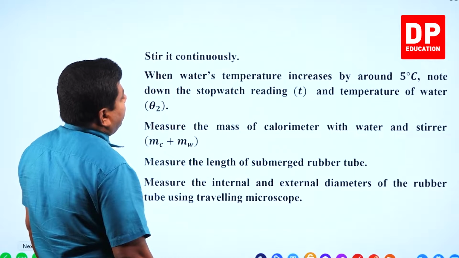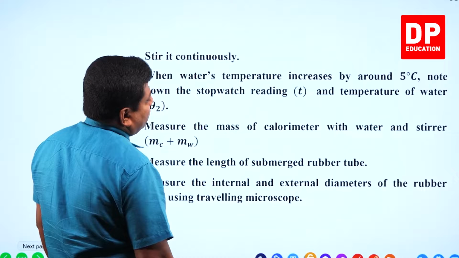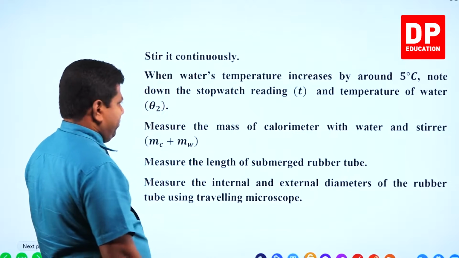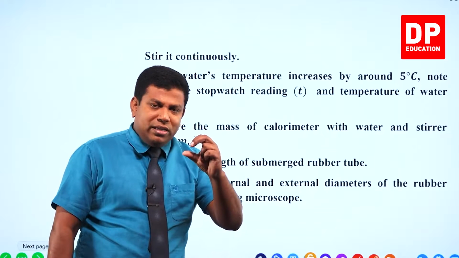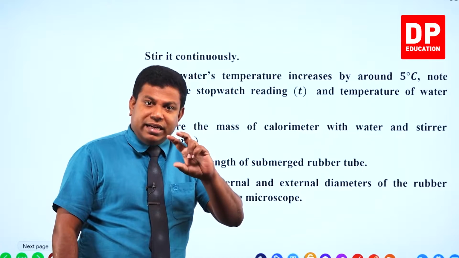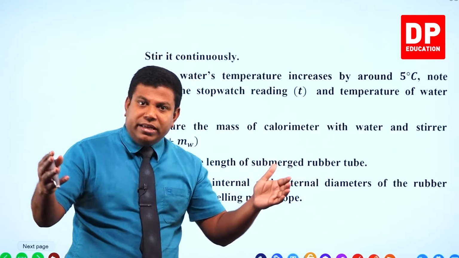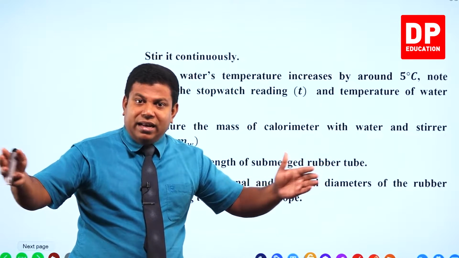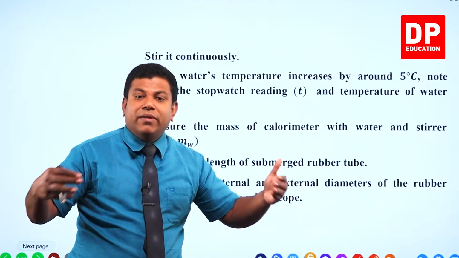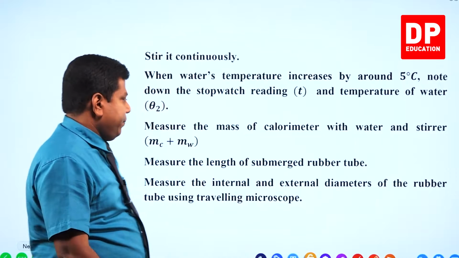Stir it continuously. When the water's temperature increases by around 5 degrees, note down the stopwatch reading and the temperature of the water. Approximately 5 degrees. Right, don't take too small temperature differences because the reading error, the percentage error, will be high. Don't wait until the temperature increases by much bigger amounts because the time will be bigger and can have errors. What errors? The heat loss to the environment will be high.